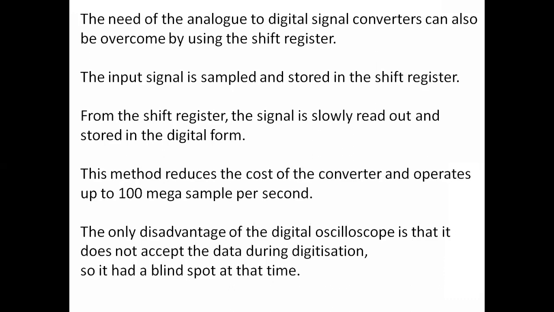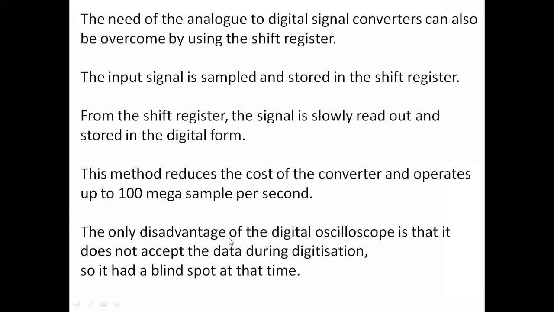From the shift register, the signal is slowly read out and stored in digital form. This method reduces the cost of the converters and operates up to 100 mega samples per second. So using these shift registers, we can reduce the cost of the converters, and we can operate at 100 mega samples per second.